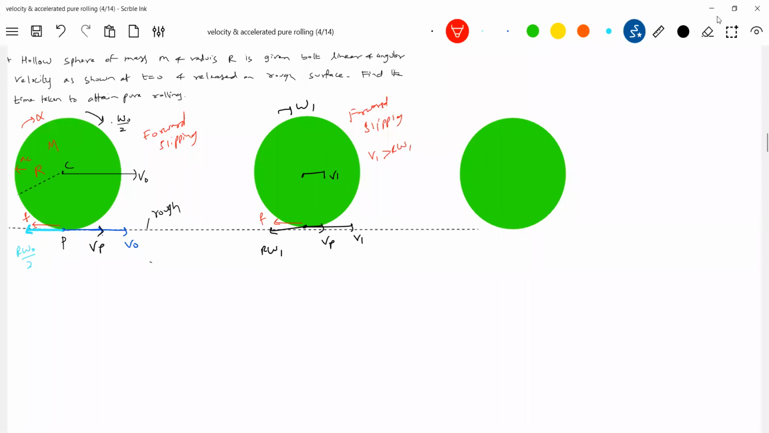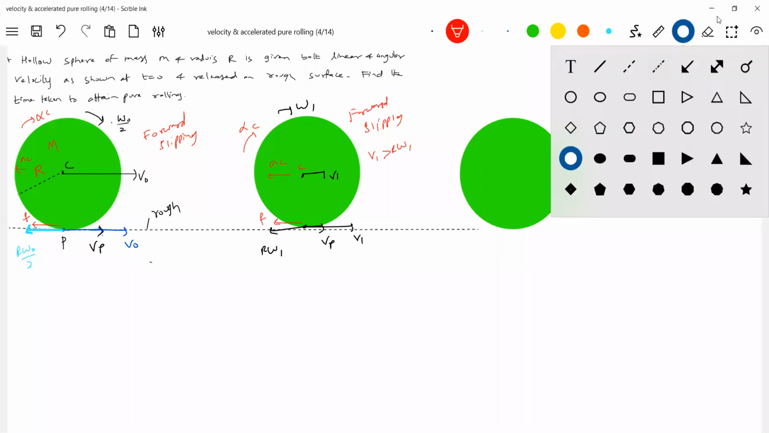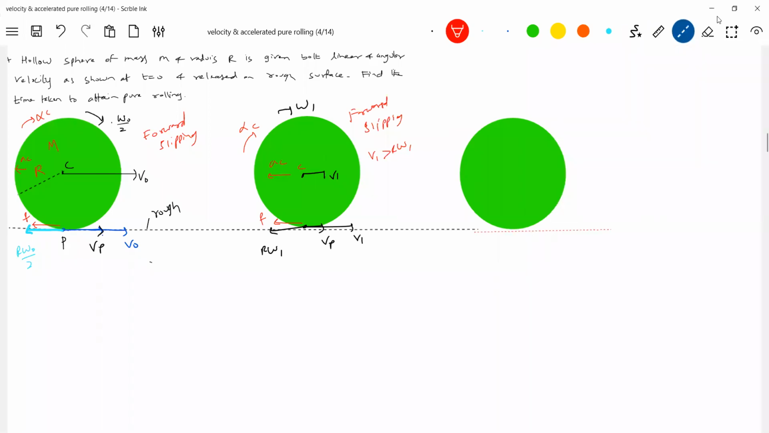Like this, what will happen? The center of mass will undergo retardation and this friction will set up a torque. This will continue. Finally, at one instant, V will become equal to R omega. Then what is the velocity of point P? It will become 0. The same story here. You do any number of problems, the idea is the same. This one, finished.